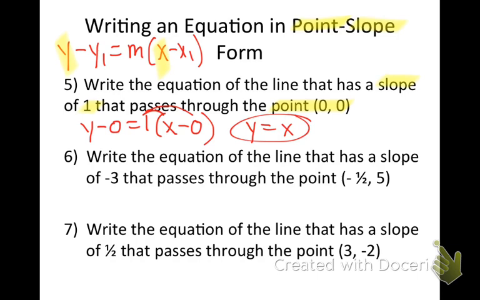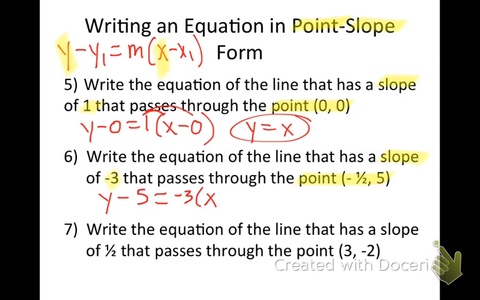Okay. So 6. Write the equation of the line that has a slope of negative 3 and the point negative 1/2, 5. So I'm going to start off in point slope form. y minus, what's the y coordinate, Hannah? 5. So y minus 5 equals, what's my slope, McCoolidge? Negative 3, parentheses, x.